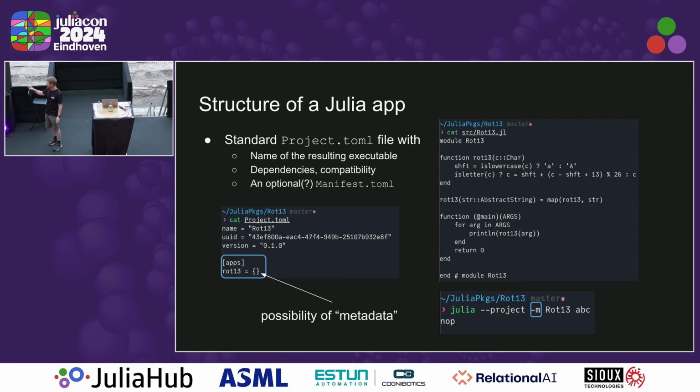So we can add a manifest in there as well. Here, there's this new app section, which has the name of the executable. And there's the possibility of putting some metadata in the dictionary there, but for this case, there's nothing there, so it's just an empty dictionary.